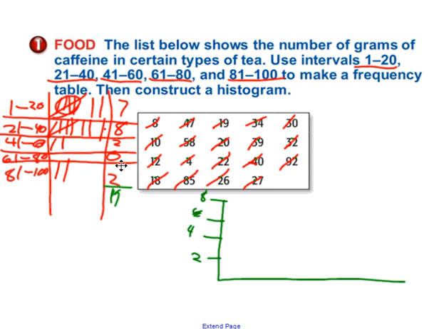Then across the bottom here, I'm going to continue. I'm going to say from 1 to 20 grams of caffeine. From 21 to 40 grams of caffeine. From 41 to 60 grams of caffeine. And then 61 to 80 grams of caffeine. And 81 to 100 grams of caffeine.